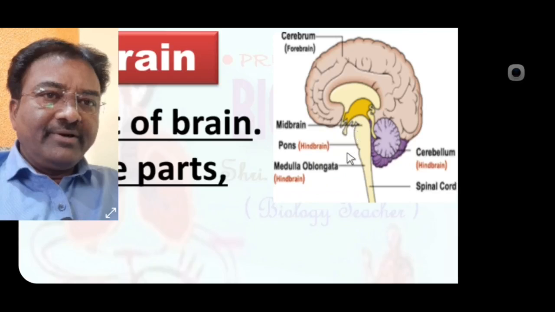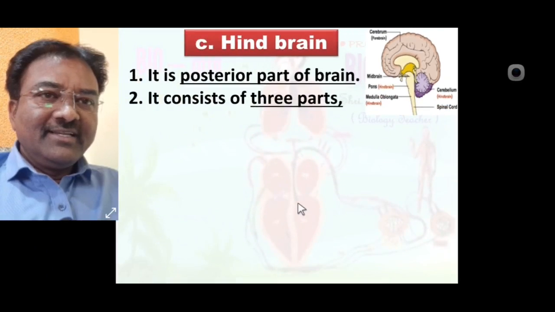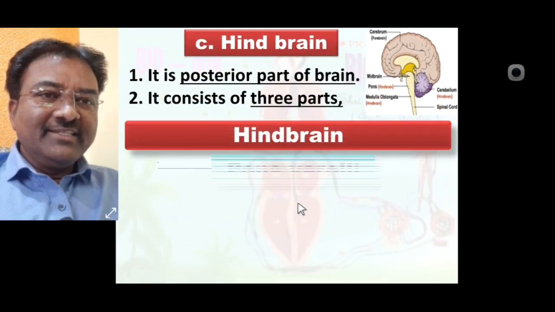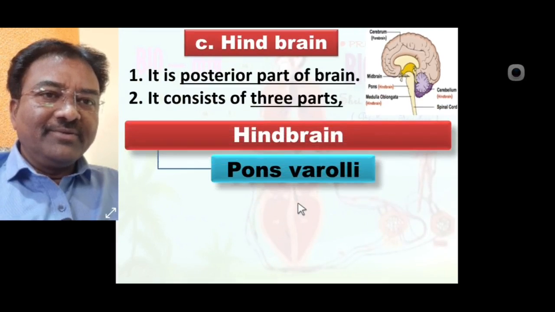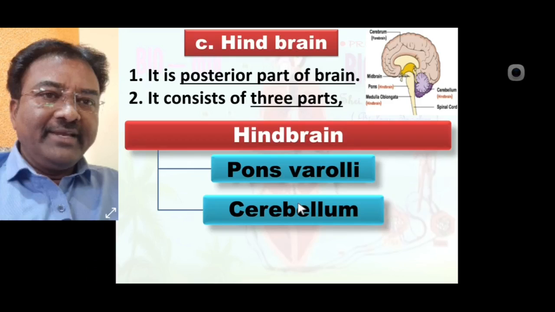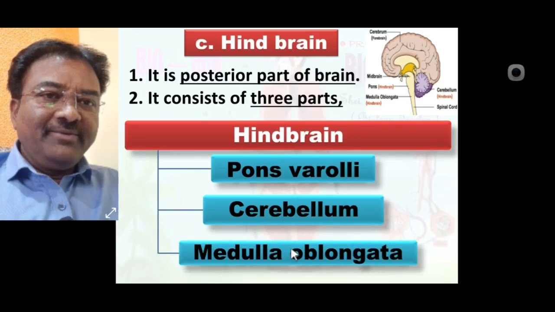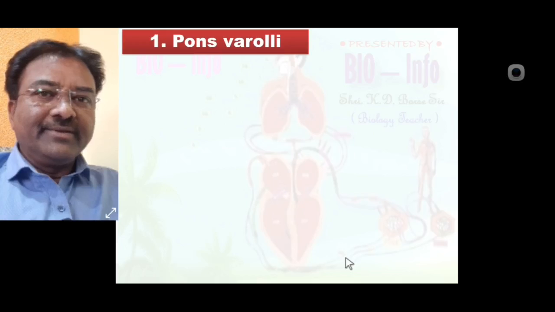First one is pons varoli, second one is cerebellum, and third one is medulla oblongata. Seen here, hindbrain consists of three parts: pons varoli, second cerebellum, which we call the small brain, and medulla oblongata. We learn one by one: pons varoli, cerebellum, medulla oblongata. First one is pons varoli.